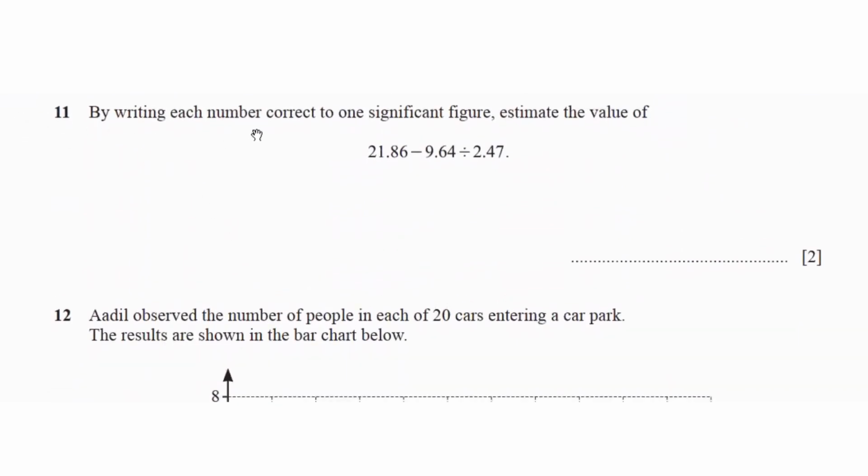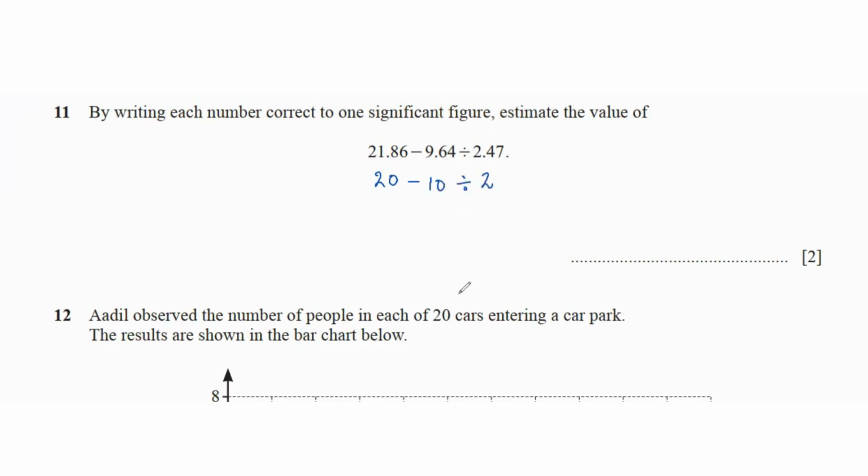Question 11 says, by writing each number correct to one significant figure, estimate the value of 21.86 minus 9.64 divided by 2.47. So 21.86 correct to one significant figure is going to be 20. 9.64 is going to be 10. And 2.47 is going to be 2.